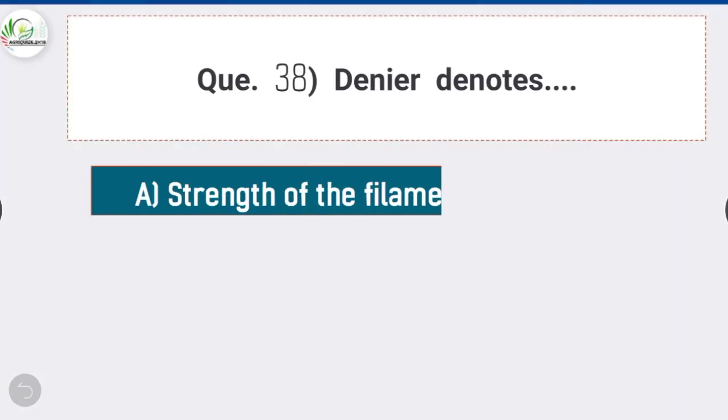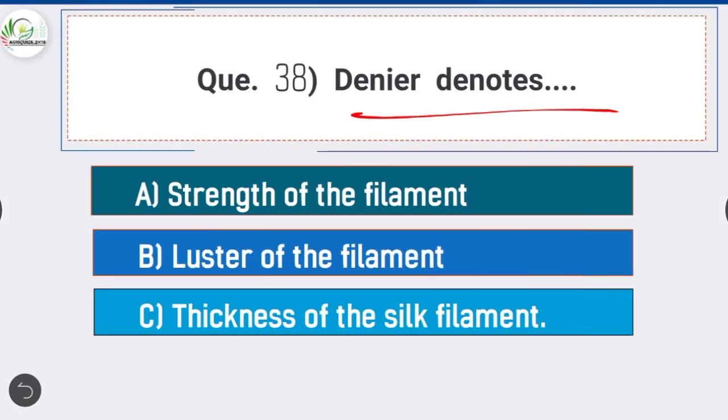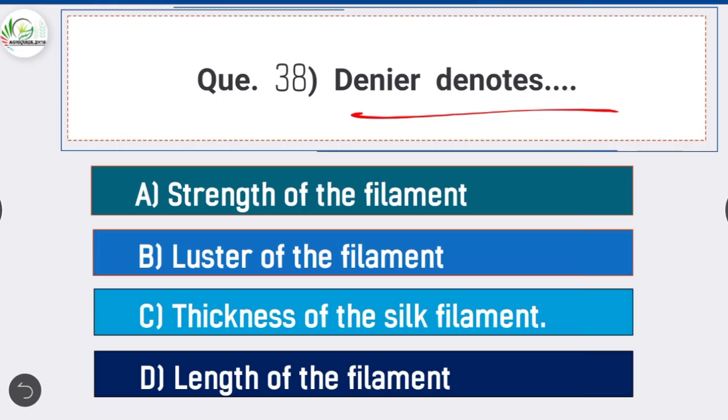Question number 38. Denier denotes, and the correct answer is thickness of the silk filament. Denier denotes thickness of the silk filaments.